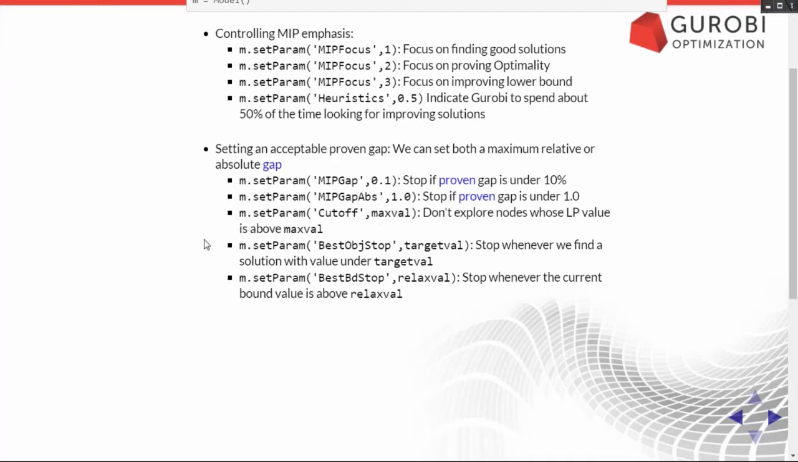There are another two parameters also very useful. One is called the best objective stop.